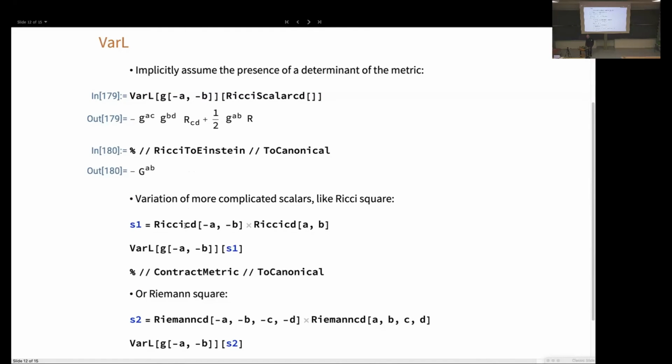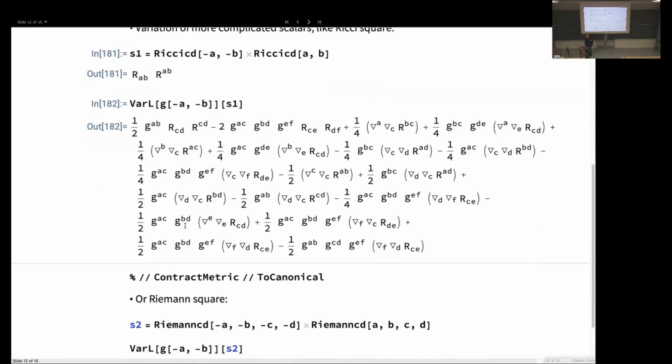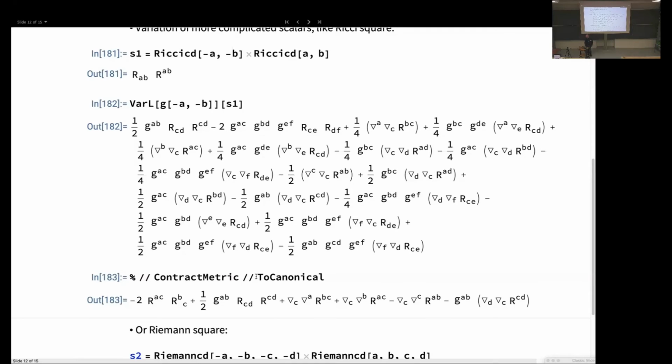Now, take the Ricci contracted with Ricci, that thing. Well, we do exactly the same thing. And that's the expression now. And again, we contract metric factors, you see. Metric factors are never contracted automatically. Deltas are contracted automatically, but never metric factors. So you have full control on the character of the indices. And we call to canonical. So the magic always happens at this step. So that's the expression.